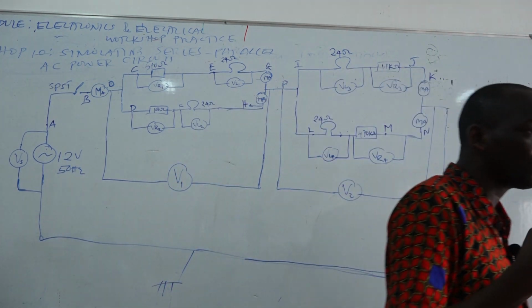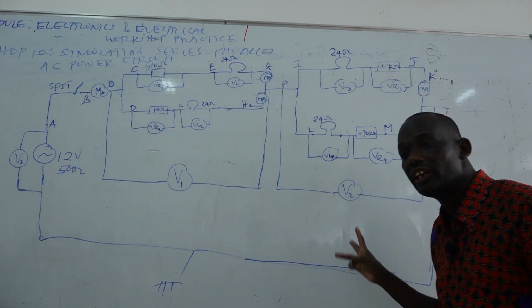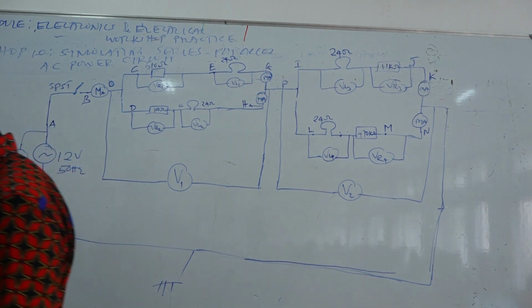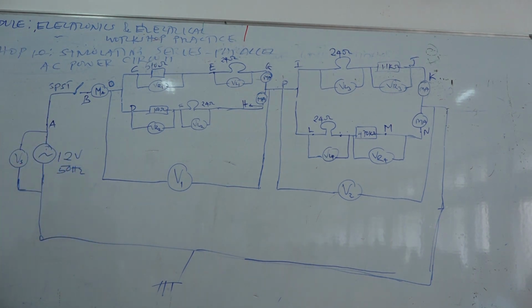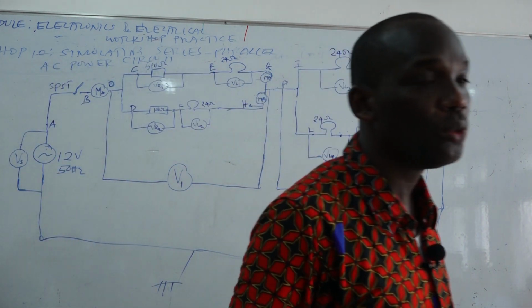The first column is what? Testing points. We have testing points from point A to point N. The second column is what? Calculated values. Are we together? The third column is what? Measured parameters. And then the last column is what? Simulated values, which we are going to discuss in workshop 10.